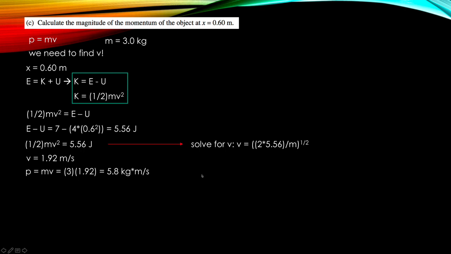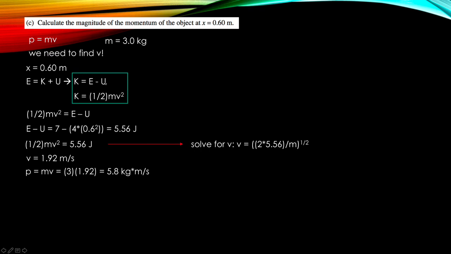Part C asks us to calculate the magnitude of the momentum of the object at x is equal to 0.6 meters. So the general formula for momentum is P is equal to mv. M, as given by the question, is 3 kilograms. All we need is v. So we have here that x is equal to 0.6 meters. And if you recall, the formula for energy is E is equal to K plus U. And if we isolate K, we get E minus U. And why do we want to do that? We want to find v. And K has v in the equation. And you'll see in a minute why this is useful to us.